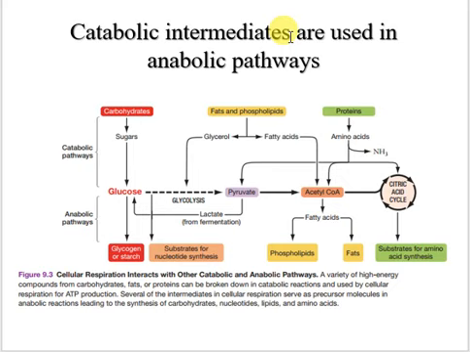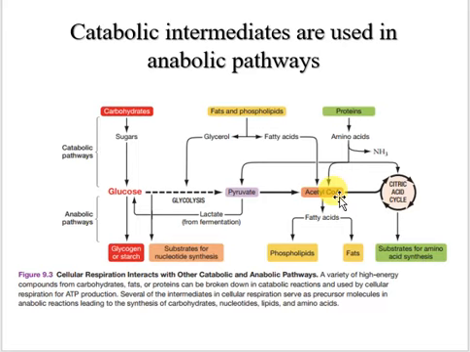So for example, acetyl coenzyme A, right? This serves as the starting point for anabolic pathways that will result in the synthesis of your fatty acids. And then these fatty acids will go on to build phospholipids, or your fats. So you have this intermediate in cell respiration serving as a precursor molecule for anabolic reactions, right?